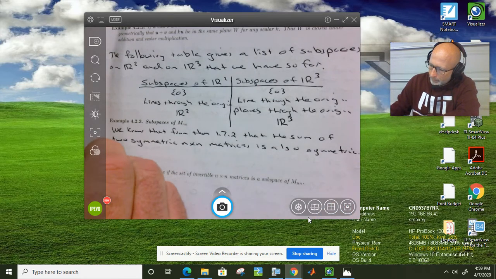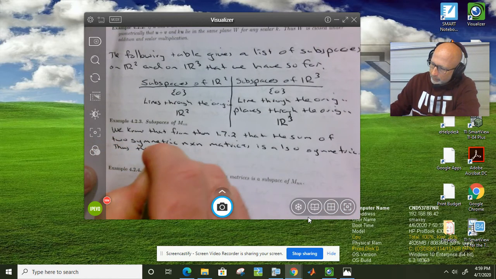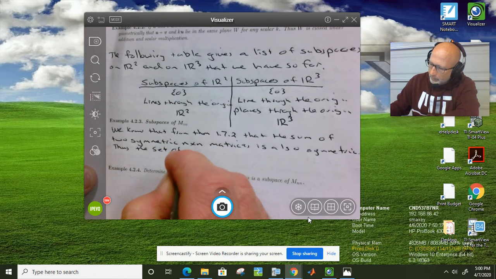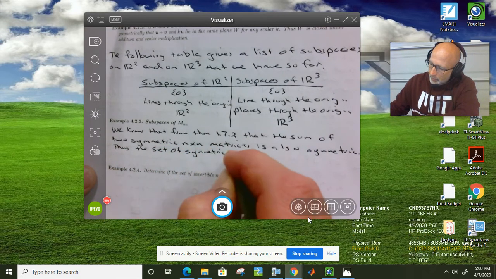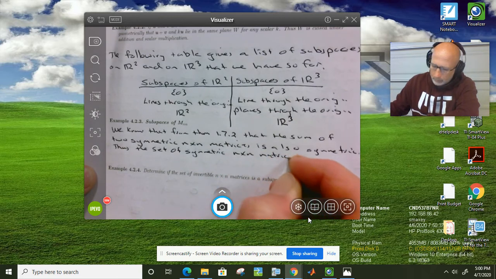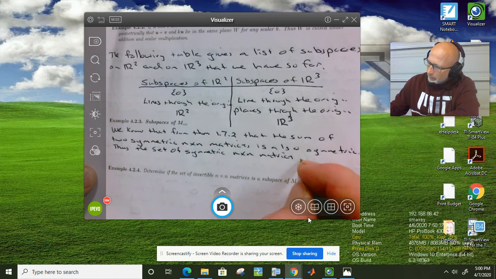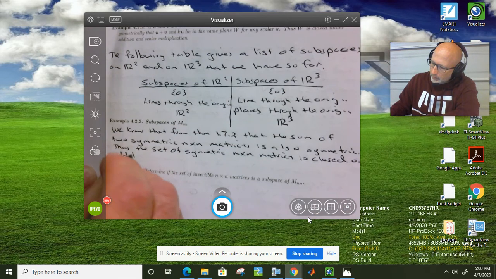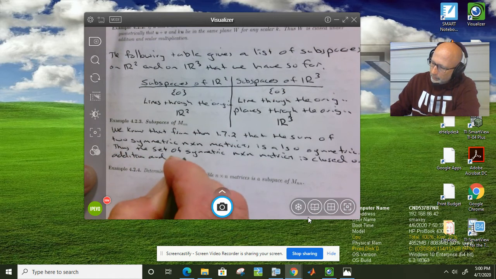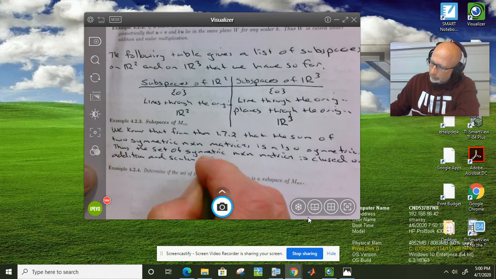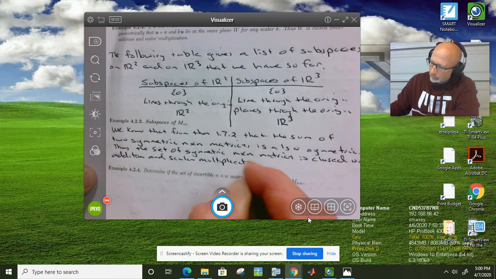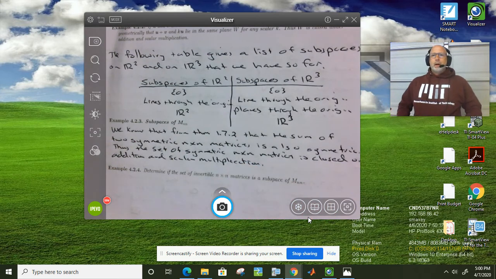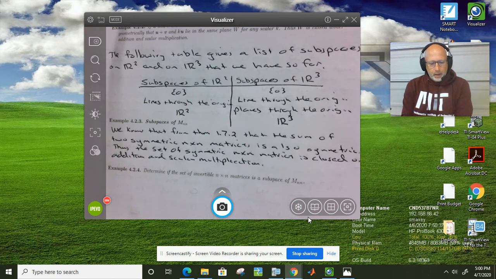Thus, the set of symmetric n by n matrices is closed under addition and scalar multiplication. To extend this, we also know that upper triangular matrices, lower triangular matrices, and diagonal matrices will also abide by the same rules.